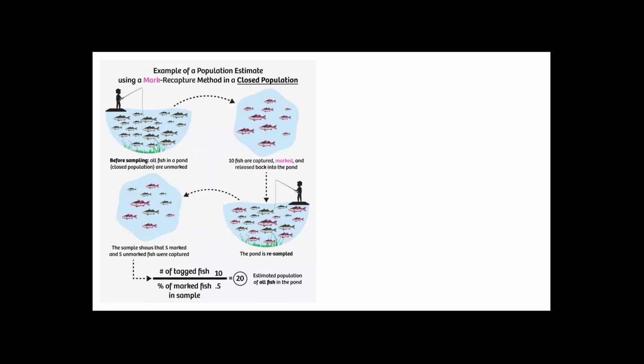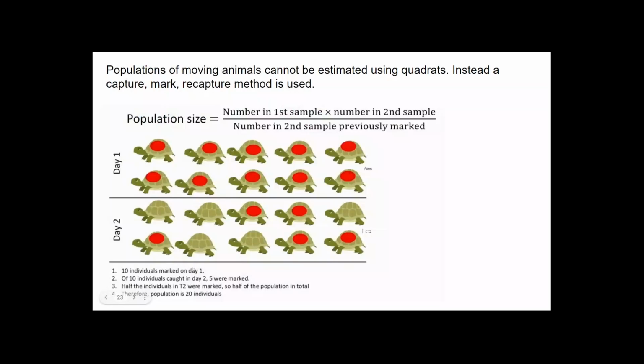Another method. First of all, you capture some fish and mark them. You release them. You capture some more fish. And you find out the number that are marked. And you use the same formula. Number marked in first sample, times number in second sample, divided by the number in second sample previously marked.